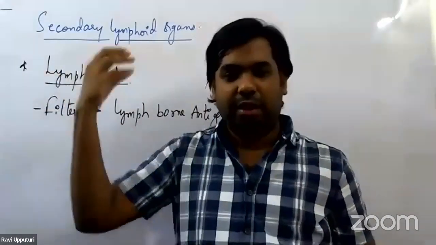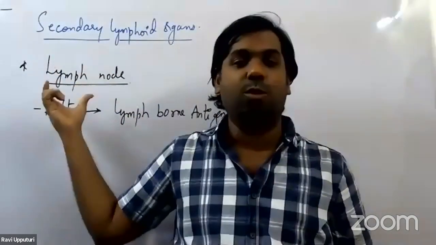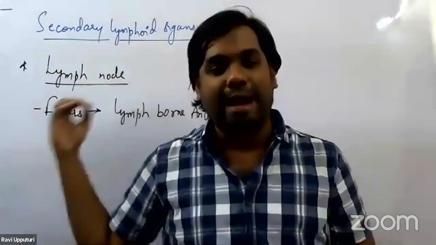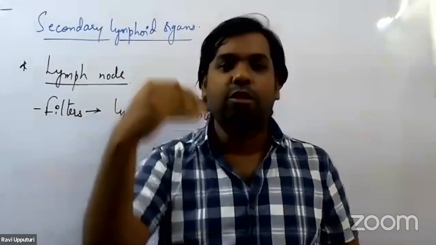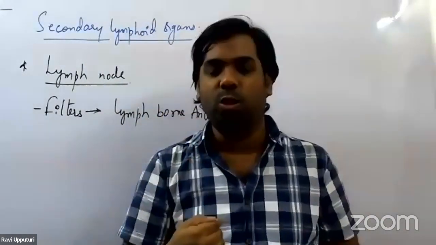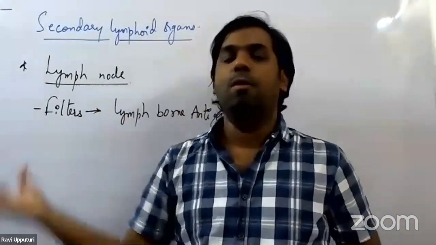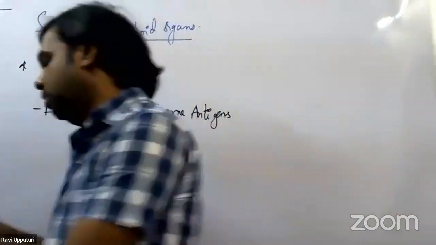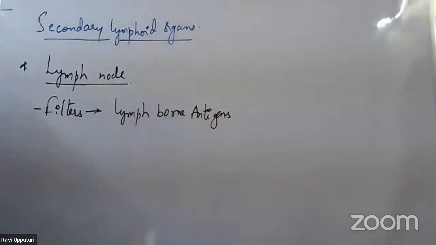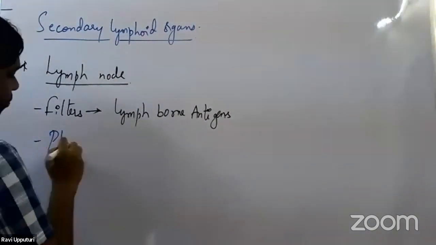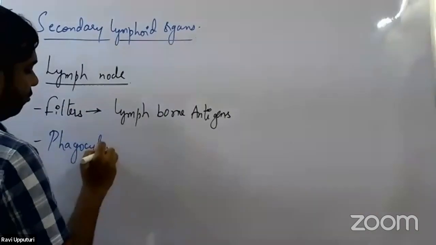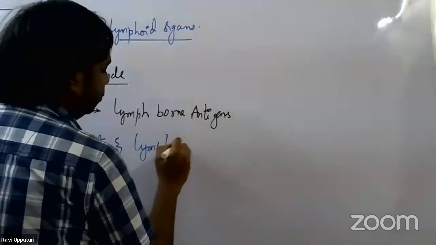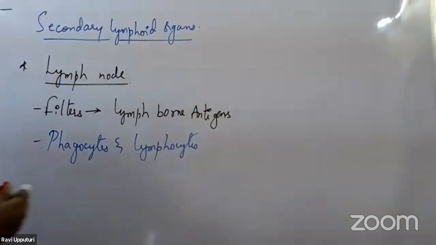We said that at different points, we have these lymph nodes located in our body. So when these antigens present in the lymph travel through those respective lymph nodes, all these antigens would be trapped. Now again, what does the lymph node consist of? Again, the same thing. The lymph node consists of phagocytes as well as mature lymphocytes. The same thing we have seen with regard to the spleen.